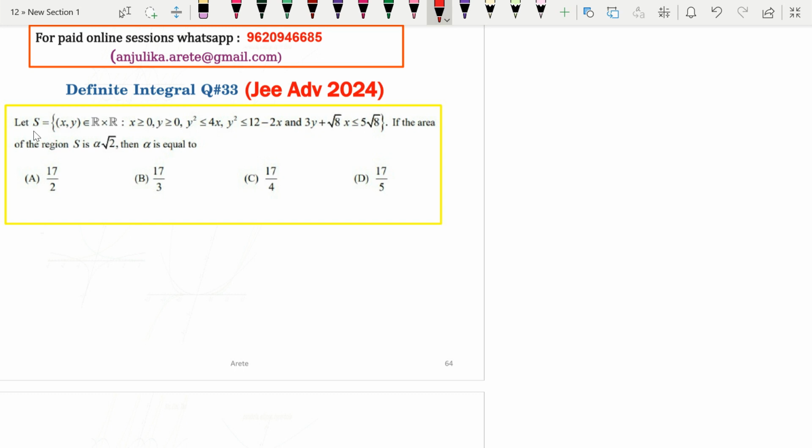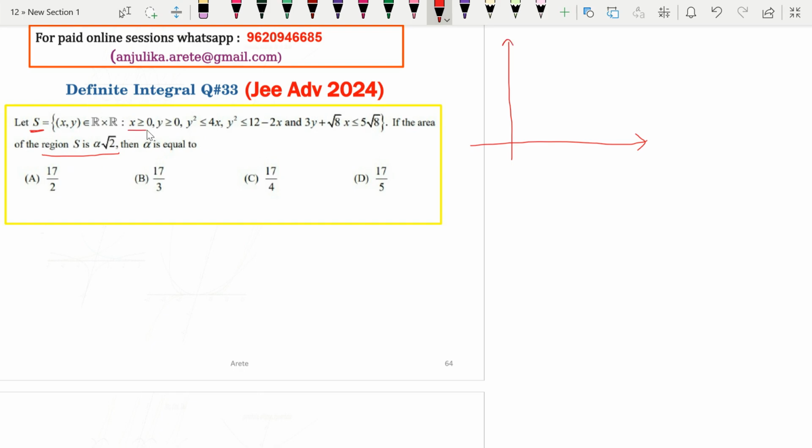Area question: region S is given to you, and they are also telling you that the area is alpha root 2, then what is alpha? So what do we do? We just quickly draw a very nice region which they are looking for. Once we get that right, it's easy. So let's get that right.